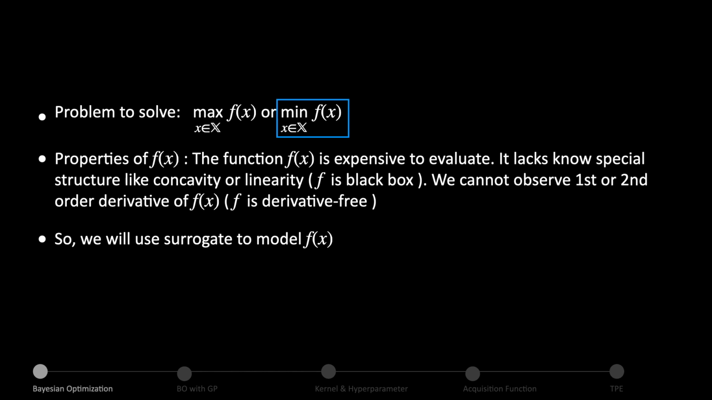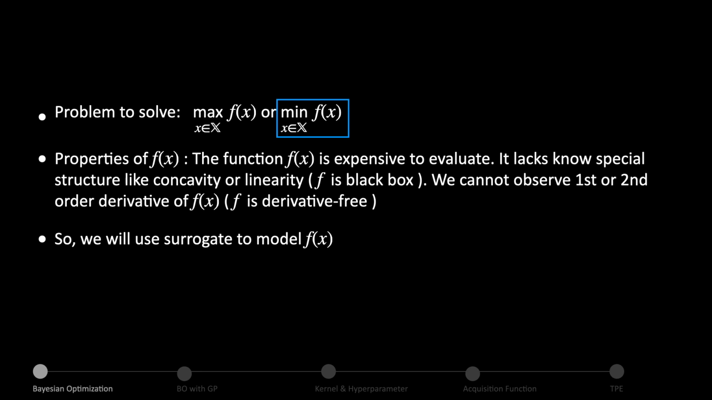Typically, f will be evaluated only a few hundred times. f lacks known special structure like concavity or linearity that would make it easy to optimize using techniques that leverage such structure to improve efficiency. So, we can say f is a black box. When we evaluate f, we observe only f of x and no first or second order derivative. This prevents us from using gradient descent, Newton method, or quasi-Newton method. Therefore, we say it's derivative-free.